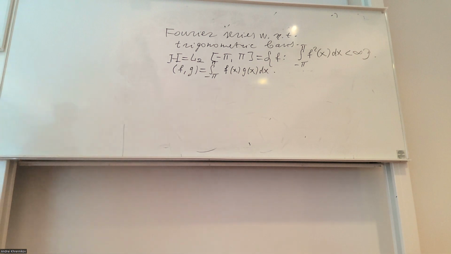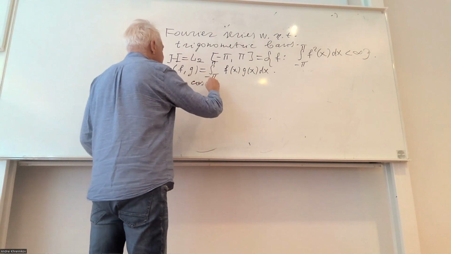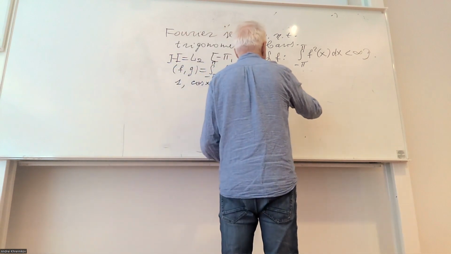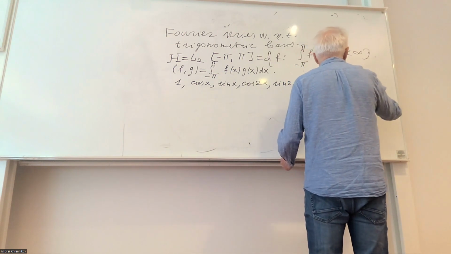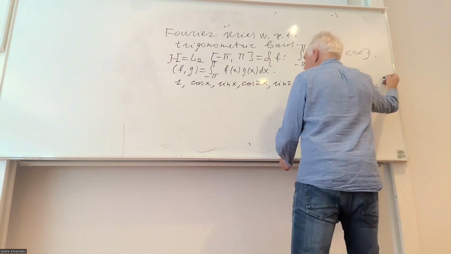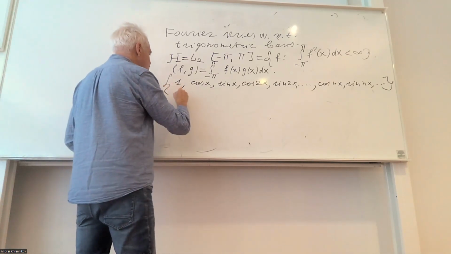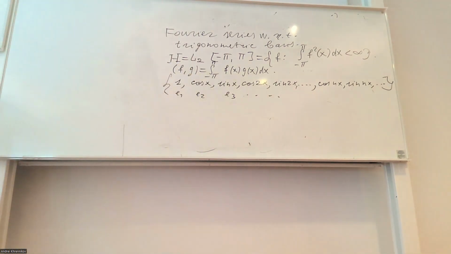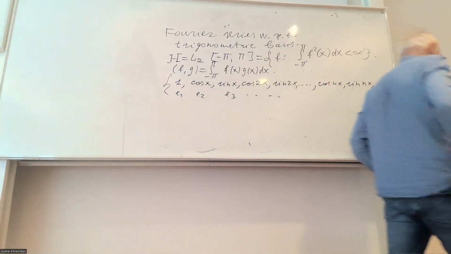And now consider such a sequence of functions. So 1, then cosine x, sine x, cosine 2x, sine 2x, and so on. Cosine nx, sine nx, and so on. So consider this system of functions. You can enumerate them. For example, this would be e1, e2, e3, and so on. So this is the system. Of course, all these functions are square integrable. They are continuous, and the integral is, of course, finite.